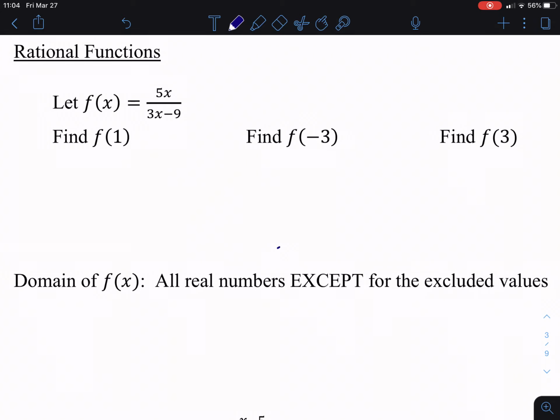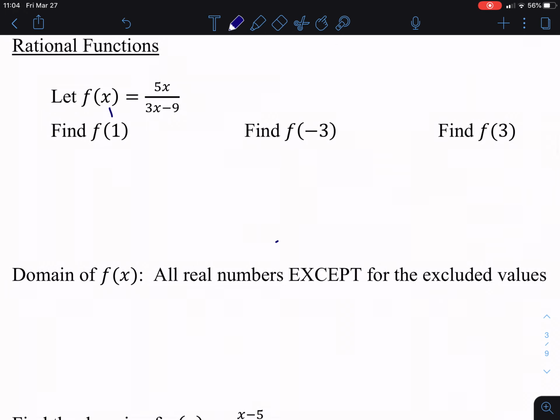Okay, now we're going to talk about the idea of rational functions. All we're doing in this case is taking a rational expression and giving it the name of a function. So in the example I have here, I said let f of x equal 5x over 3x minus 9. So what I've done is I've taken the rational expression, 5x over 3x minus 9, and I've given it a name, f. So remember that when I'm evaluating a function, whatever value replaces x is what I put into my function.